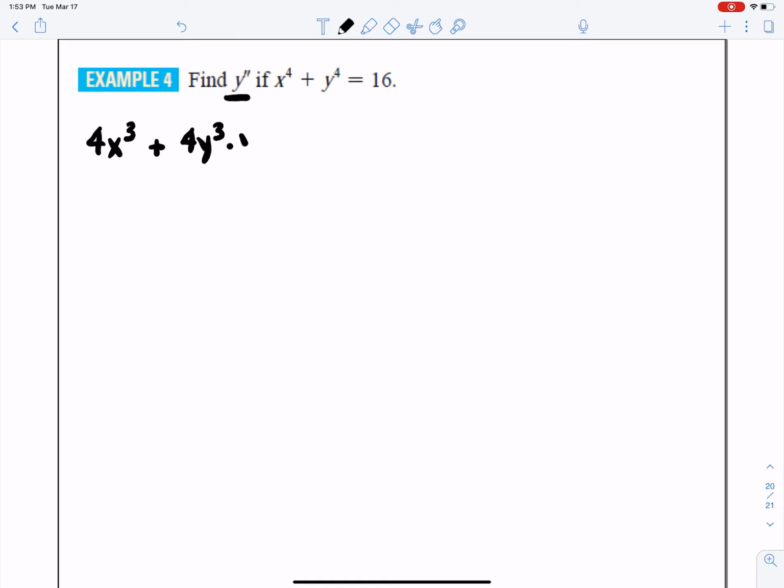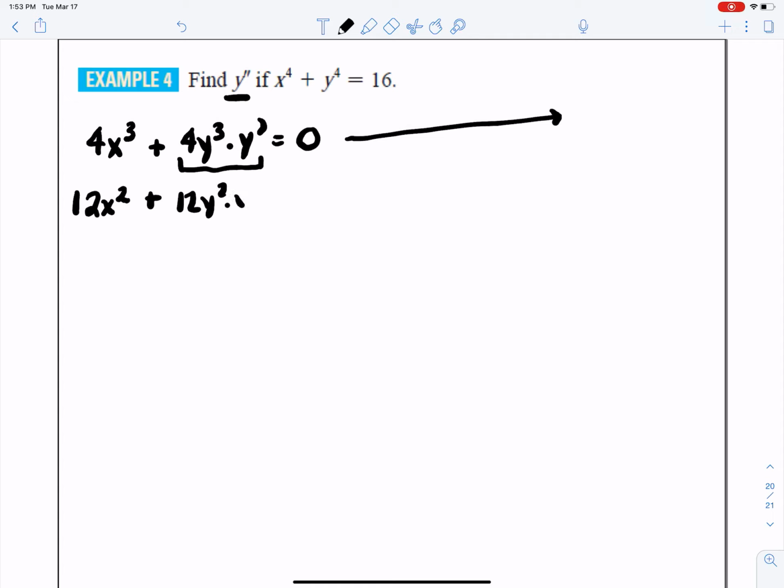But now because there's a y term we're differentiating, we take the derivative of y, which is y prime, and the derivative of 16 is 0. Now we will have to simplify this function and solve for y prime, but instead of doing that first, I'm going to do one more derivative. So the derivative of the term 4x cubed is 12x squared, plus, now this requires product rule again. The derivative of 4y cubed is 12y squared y prime, and then I have to multiply by the second function, plus I leave the first function the same. The derivative of y prime now is y double prime.